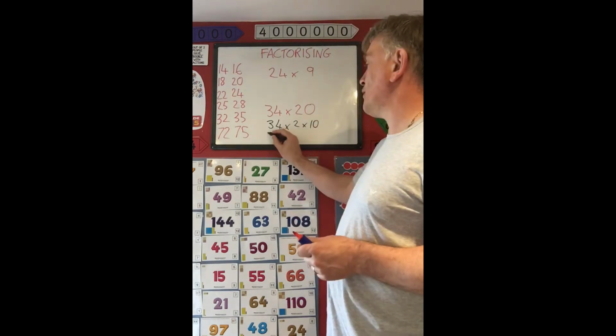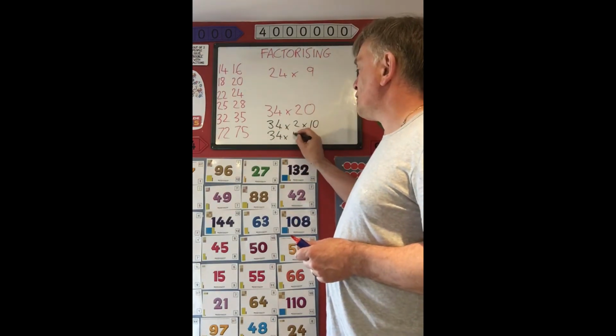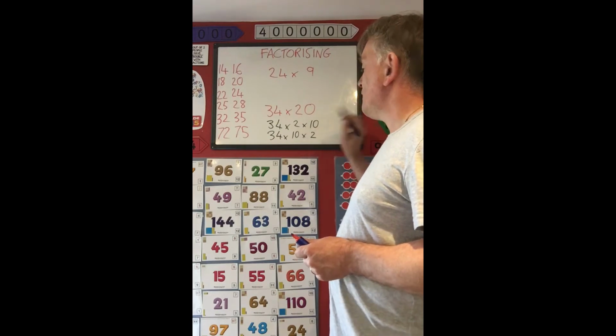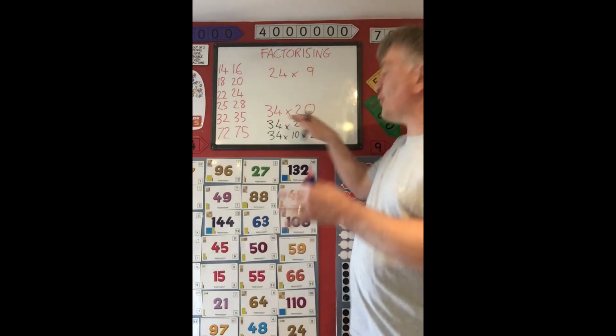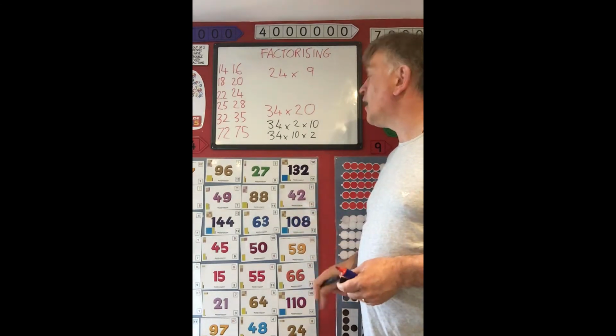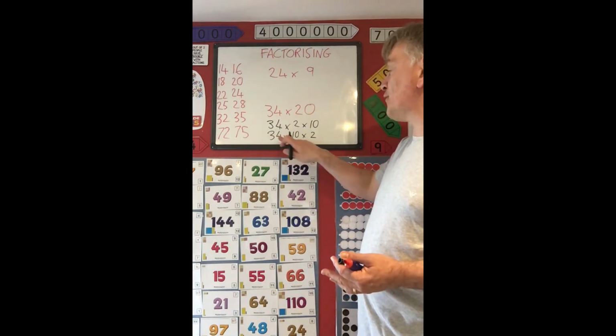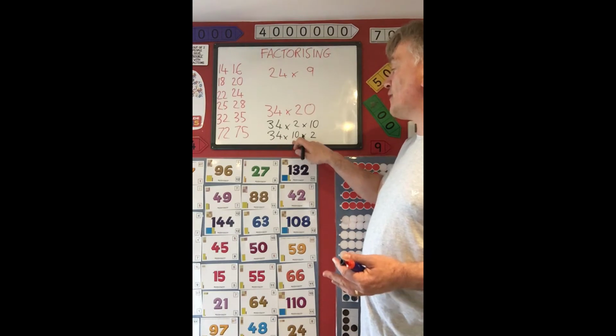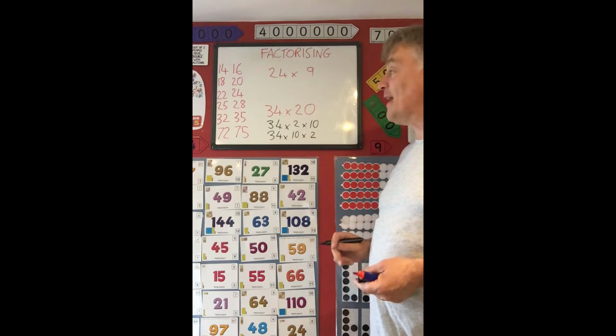Or, some people do it the other way around, 34 multiplied by 10 multiplied by 2. But usually it's double 34 is 68, make it 10 times bigger, 680. Alternatively, the other way around, 34 times 10 is 340, doubled is 680.